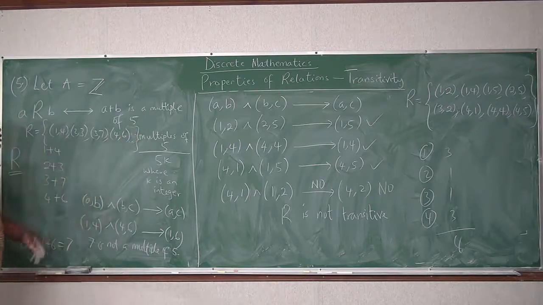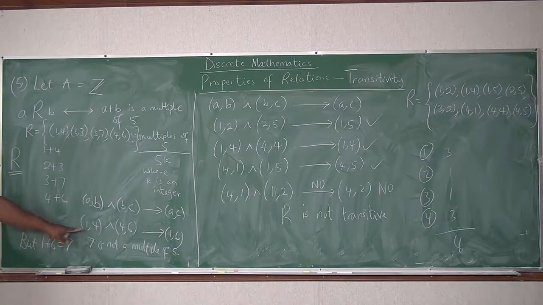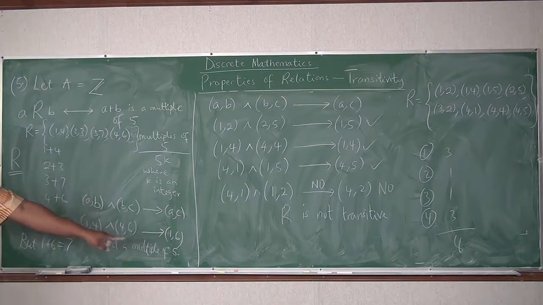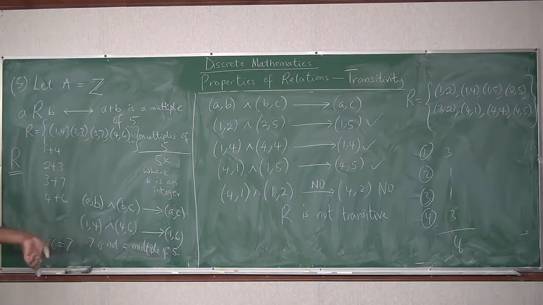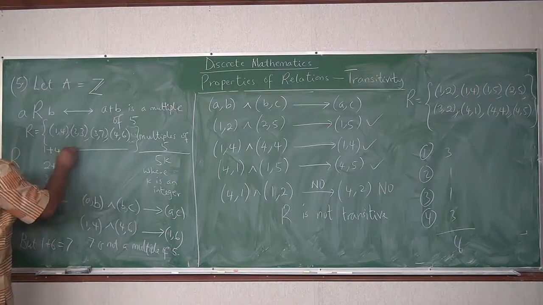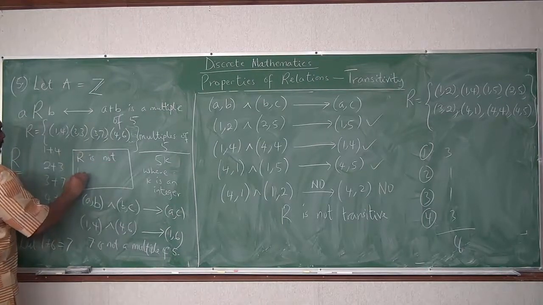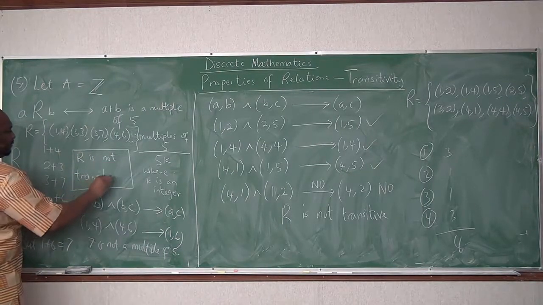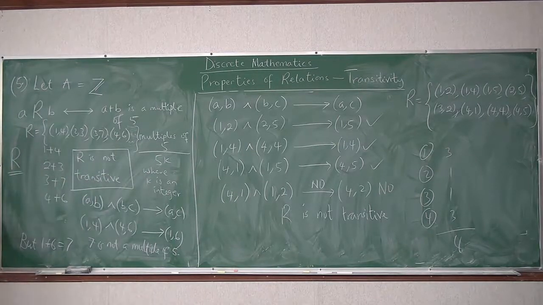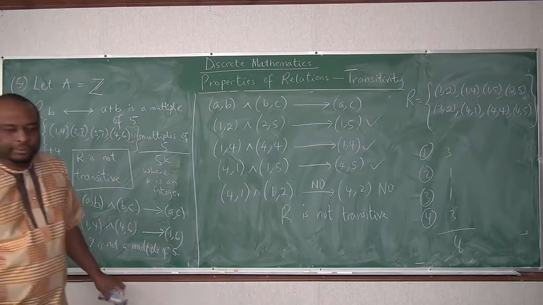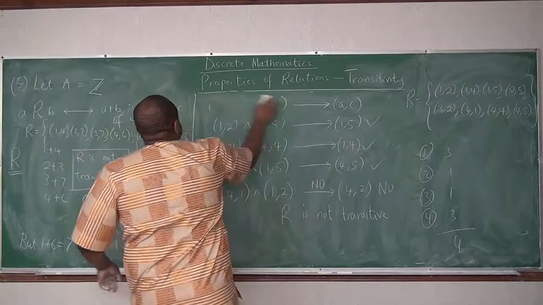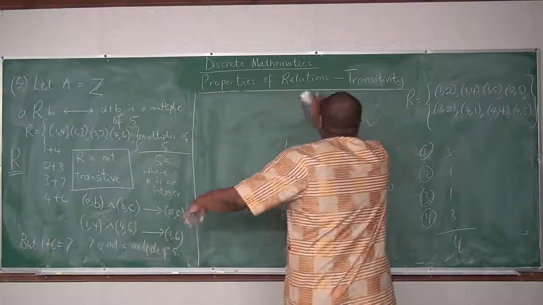It's too much to list. But at least you have a case. You have a case here whereby you have (1, 4) and (4, 6). It should imply (1, 6). Now 1 plus 6 is 7. 7 is not a multiple of 5. So you can say arrow is not transitive. It's not transitive. Okay? Comprende? Comprenez-vous? Do you understand?